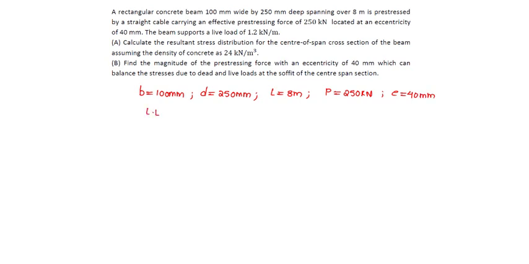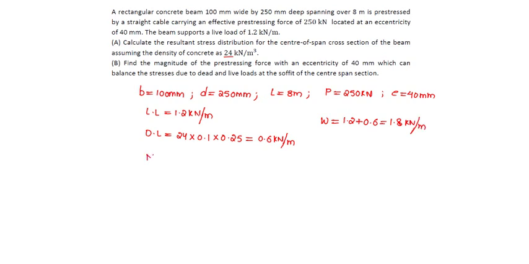Given live load as 1.2 kN per meter, then dead load will be equal to unit weight or density of concrete, that is 24, into dimensions 0.1 meter by 0.25 meter. Then dead load will be obtained as 0.6 kN per meter. Then the total load will be equal to 1.2 plus 0.6, that is 1.8 kN per meter.